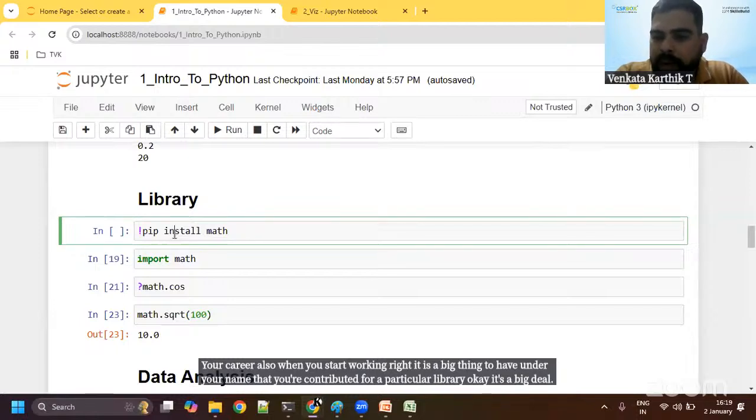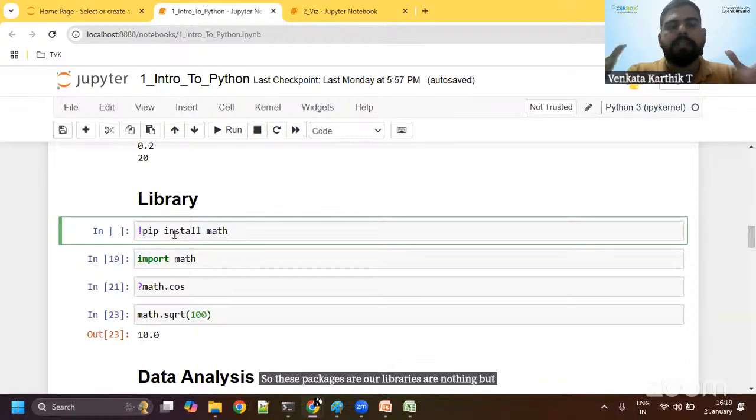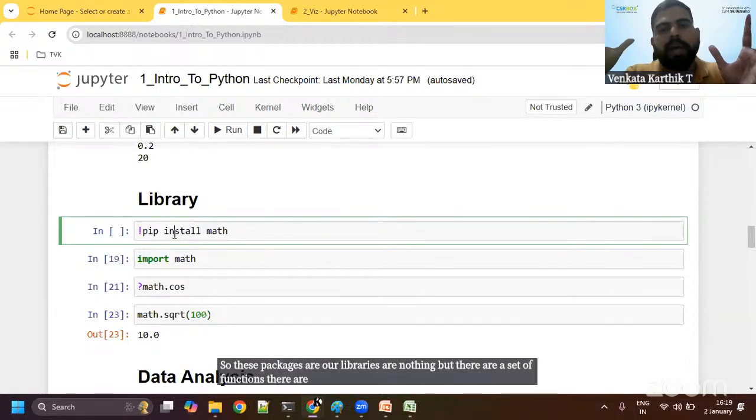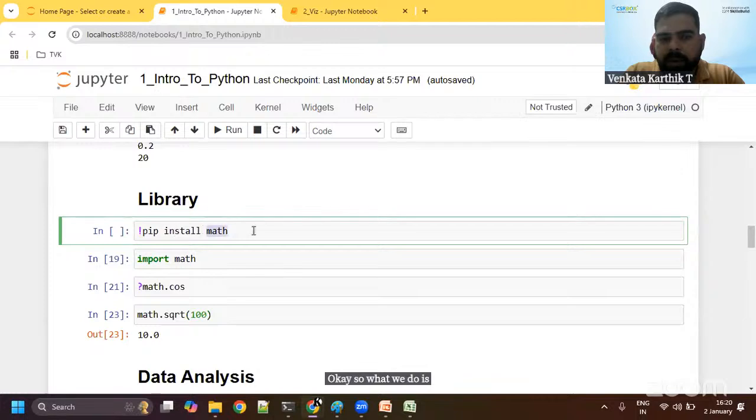So these packages or libraries are nothing but a set of functions. There are a lot of functions people have written and given it so that you don't have to do things from scratch. Okay. So what we do is we take that package and install it whenever required based on our requirement. So how do we install? Exclamation mark pip install package name.